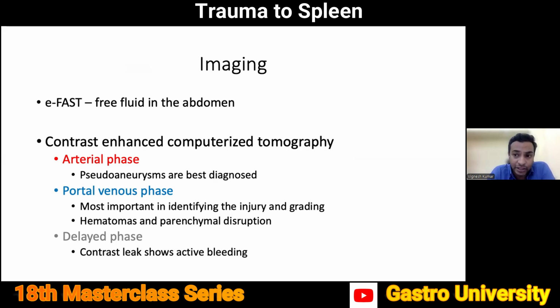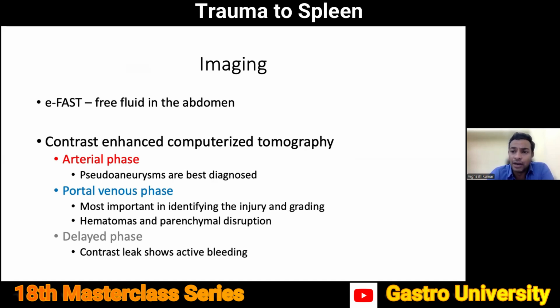And if an injury is detected, or more specifically, if a vascular injury is detected on one of these phases, it is worthwhile that a delayed phase is also done to differentiate between a pseudoaneurysm and an active bleed. So basically, the portovenous phase is where you pick up most of these injuries, intraparenchymal injuries or lacerations or hematomas, and it is where you identify the injury and start grading these injuries.